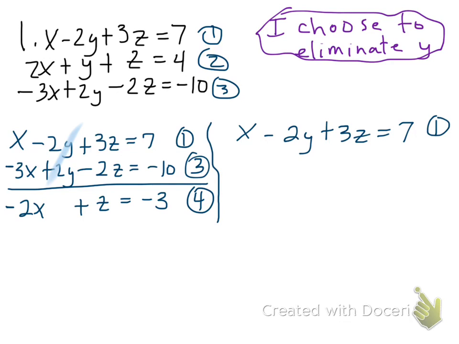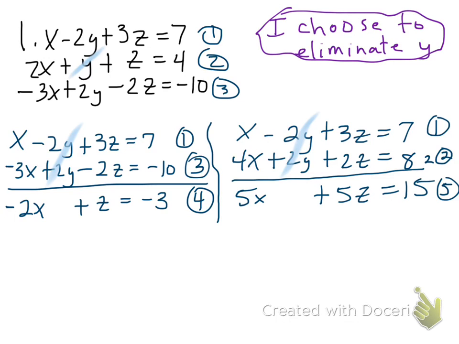Then let's use equation 1 with equation 2. If we want to eliminate y, we really need this y to be a 2y so that we have opposites for y. So we're going to have to multiply equation 2 by 2. Let's go ahead and do that. This is just equation 2 multiplied by 2. Notice we do have opposites in our y's, and when we add the equations together, we get a new equation. We'll call that equation 5.